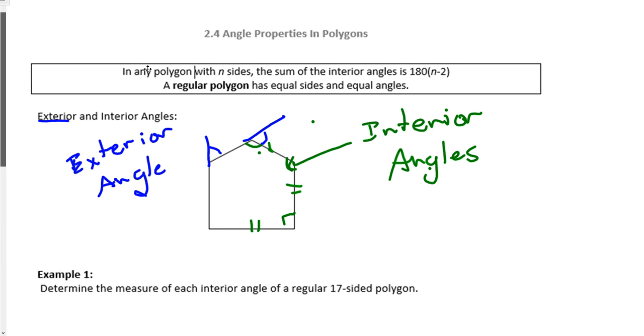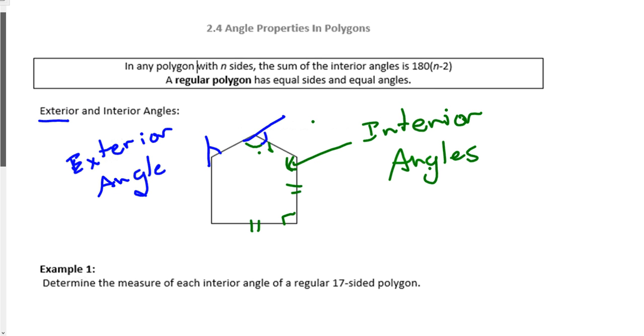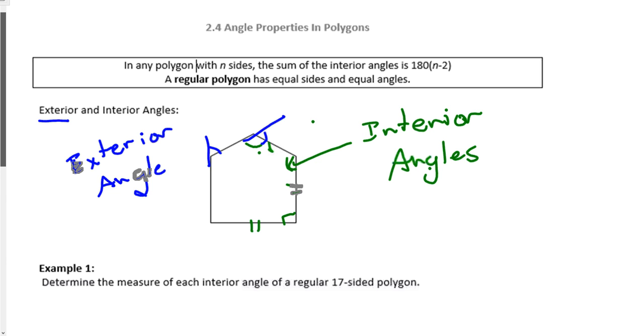When we talked about properties of triangles, I remember an exterior angle is equal to the sum of the opposite interior angles. Remember, if I had this triangle over here, this exterior angle is equal to the sum of these two opposite interior angles. We talked about that in 2.3.